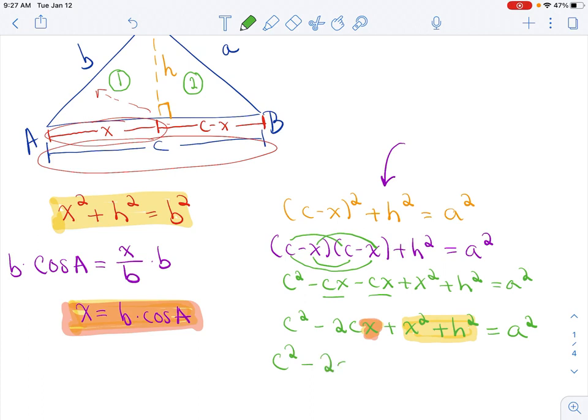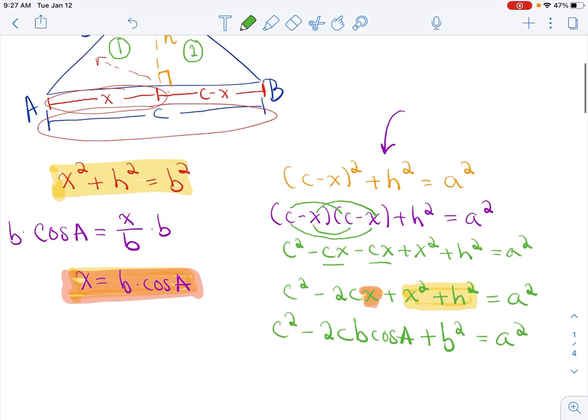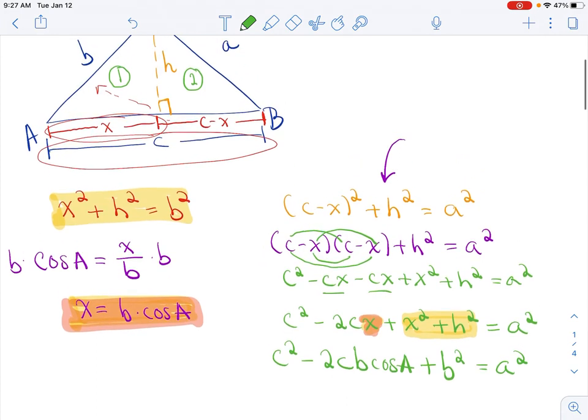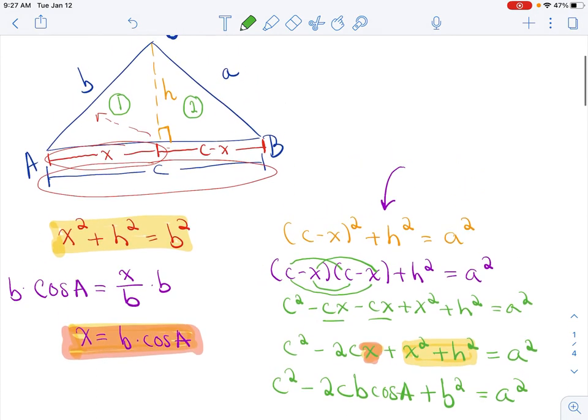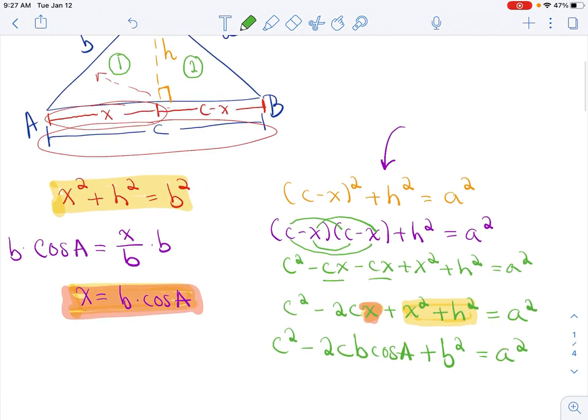So I get c squared minus 2c. Well, I have my x, which is b times cosine a. And then I know x squared plus h squared is in fact b squared. Now the nice thing is, and why I wanted to do that, is because my original oblique triangle did not have x in it. I created the x, right? So I wanted to get back to all the variables that my triangle had originally.